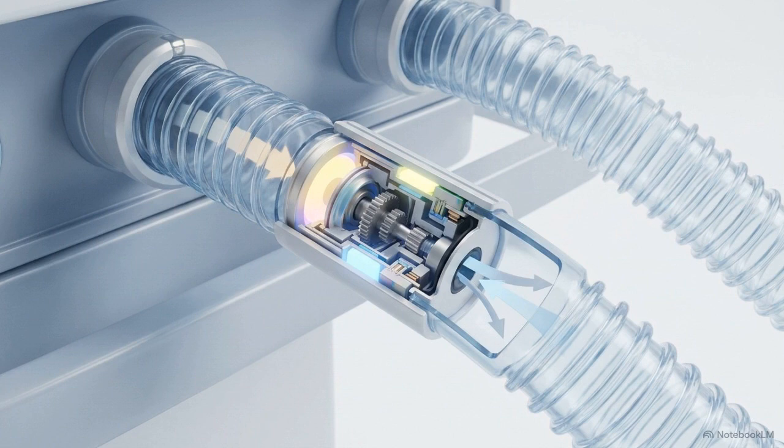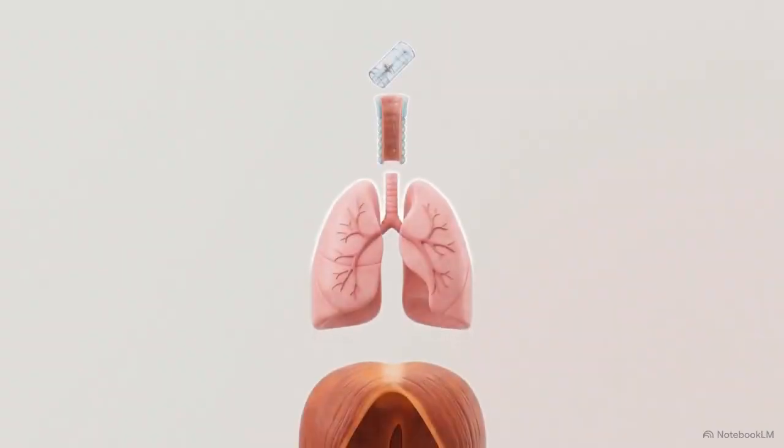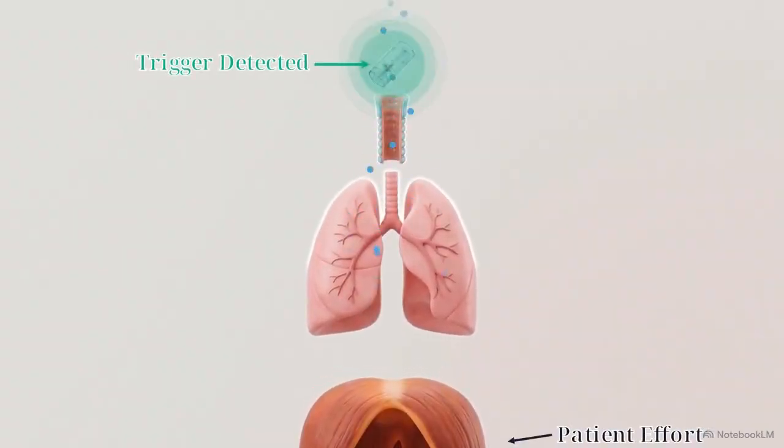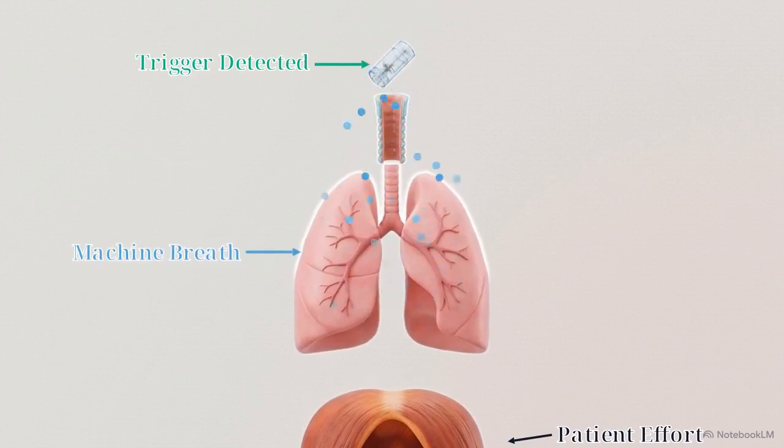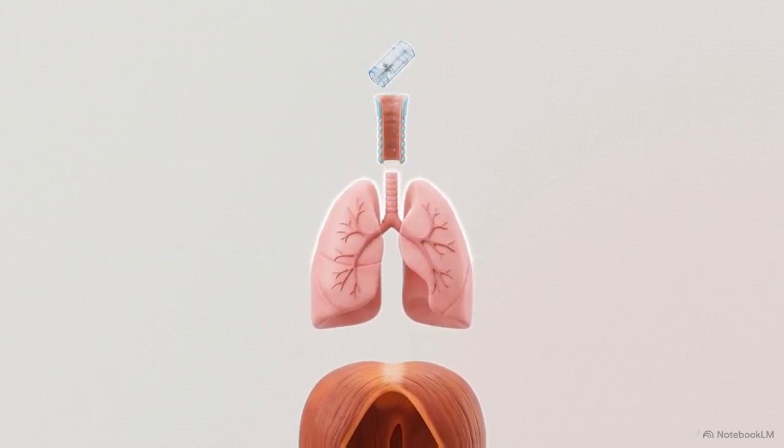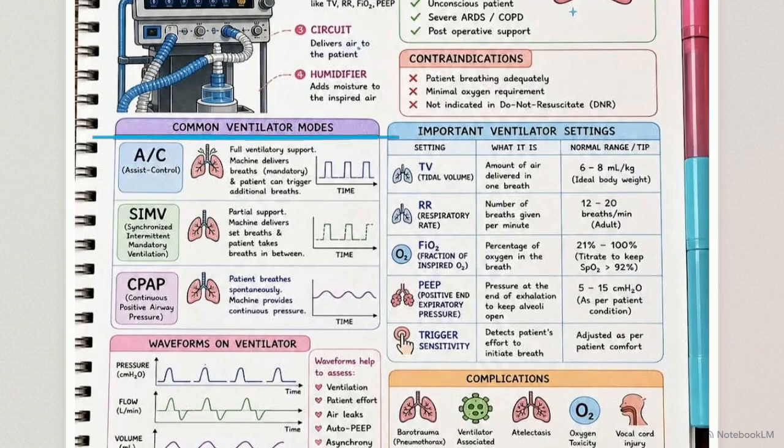Once those parameters are set, the machine must interact with the patient. This requires a threshold known as trigger sensitivity. Trigger sensitivity is the exact point where the ventilator detects a patient's physical diaphragm effort, signaling an attempt to initiate a breath. This diagram highlights the common ventilator modes. These are the control algorithms that dictate exactly how the machine responds once a patient triggers it.